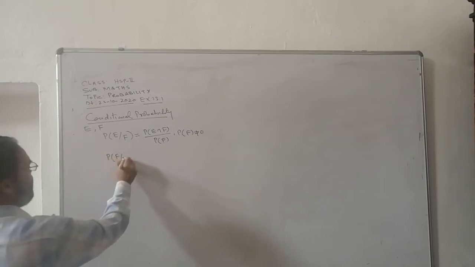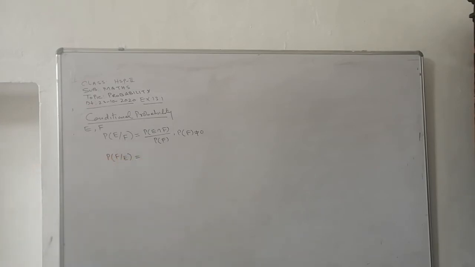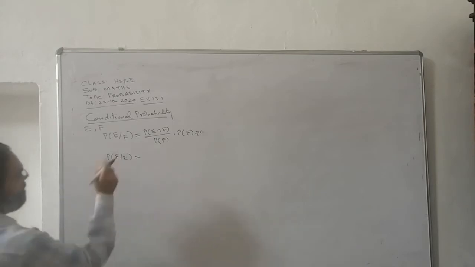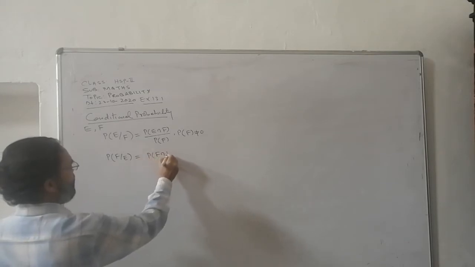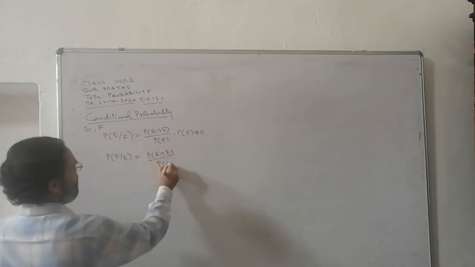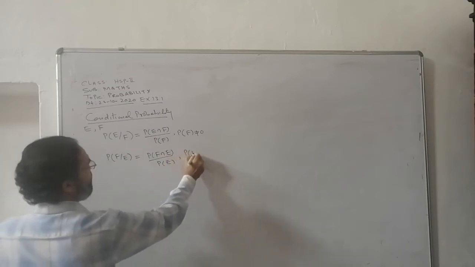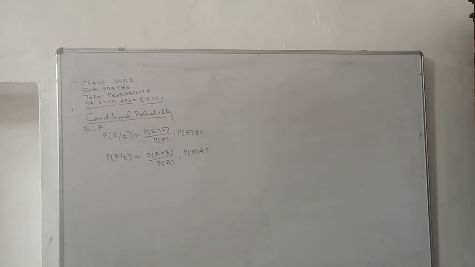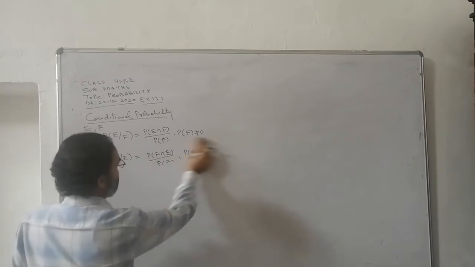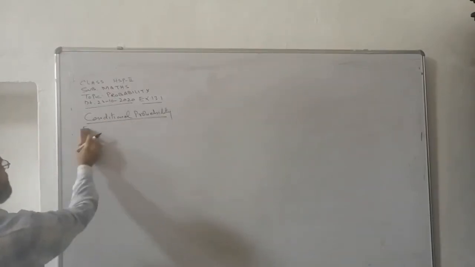Similarly, F upon E, that is the conditional probability of event F given event E has already occurred, is probability of E intersection F upon probability of E. Here the condition is that probability of E should not equal 0. So this is the definition of a conditional probability. Keeping in view this definition, the next questions from exercise 13.1.